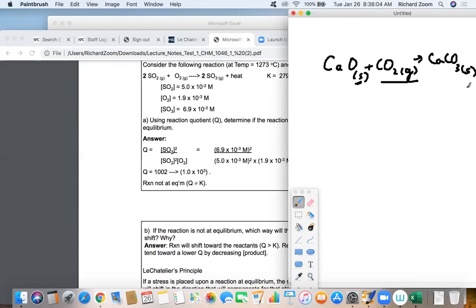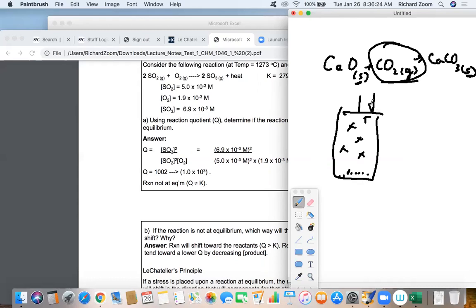You have to really take note of the states you're dealing with. You're only interested in gas molecules because they're the only things that have an effect on pressure and volume. The solid's just going to sit on the bottom of the container and not do anything, whereas the gas molecules are the ones affecting the volume and pressure in the reaction.